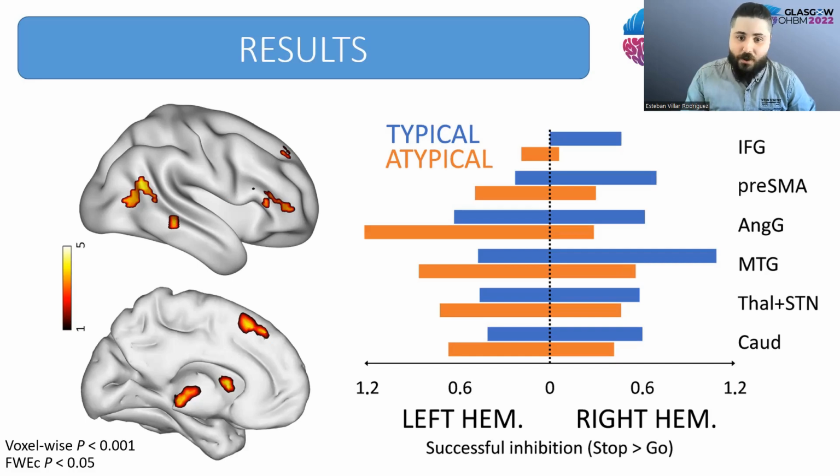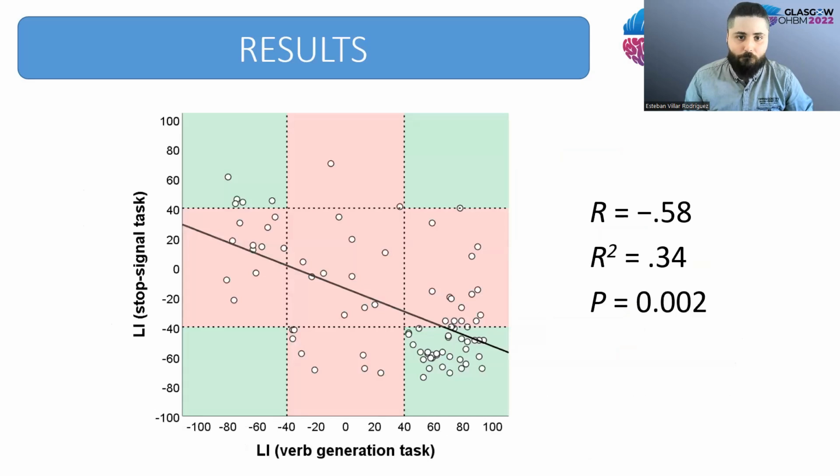However, when looking at the orange atypical bars, we find an opposite pattern. Activation is greater on the left hemisphere. Hence, in these atypical individuals, the whole inhibitory control network is mostly supported by the left hemisphere.